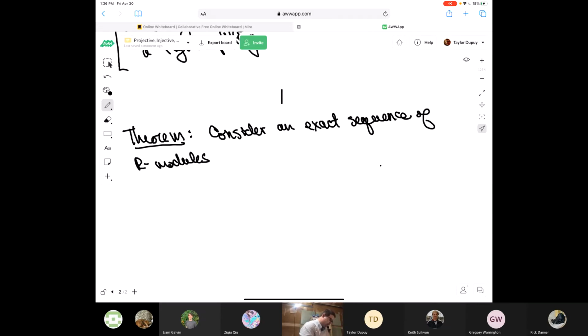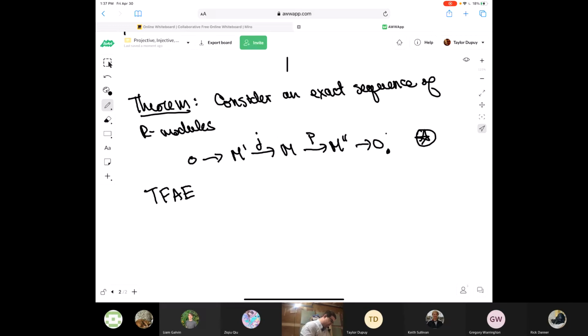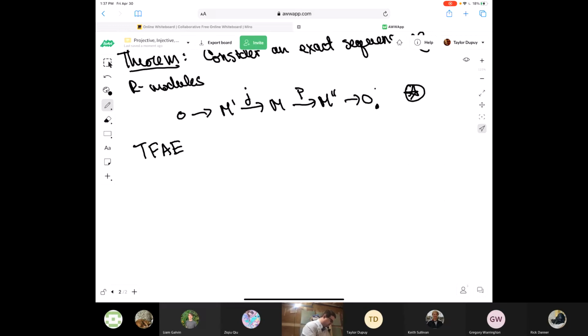So here we go: 0 to M prime to M to M prime prime to 0, and we'll call this sequence star. We'll call these maps J and P. All right, so the following are equivalent. What are the equivalent things?